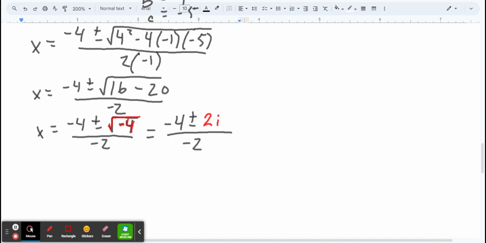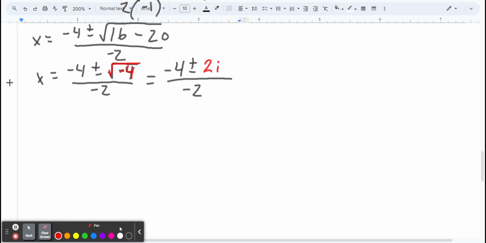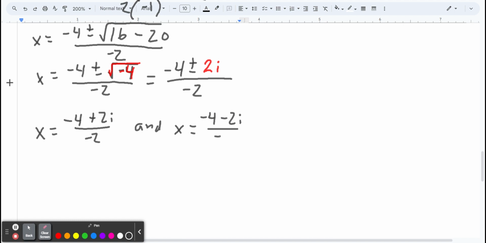We can then simplify that further just to get a real and imaginary number here. We're going to do our plus minus now to solve both of these. We have x equals negative 4 plus 2i divided by negative 2, and x equals negative 4 minus 2i, all divided by negative 2. And you can start to see now, when we talked about the pairs of imaginary zeros before, where that plus and that minus, that flip in our imaginary zeros comes into play.